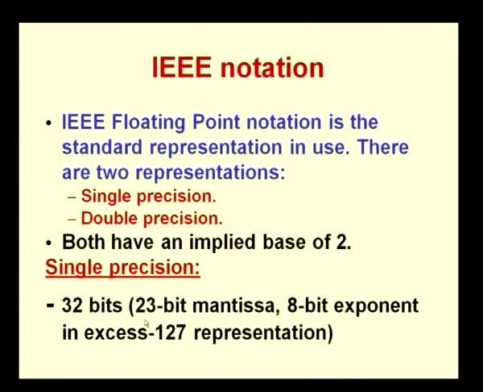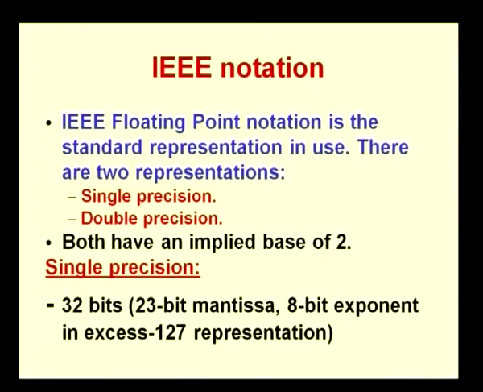In this 32-bit single precision representation, we use 23 bits for the mantissa, 8 bits for the exponent, and this 8 bits are in the excess 127 representation. So, when you say 23 bits for the mantissa, 8 bits for the exponent, obviously there is 1 bit for the sign bit that we will use. So, 23 bits for mantissa, 8 bits for exponent, 1 bit for the sign bit.